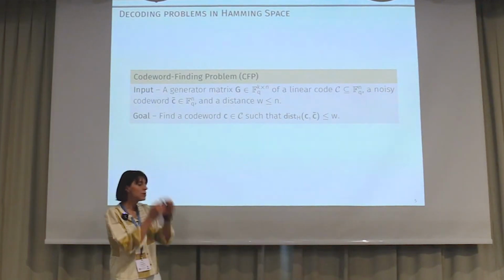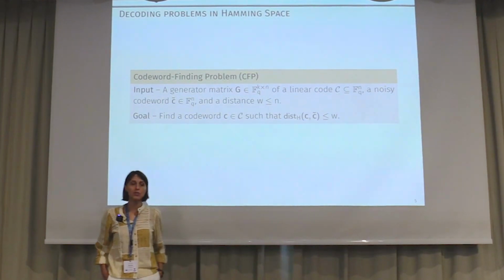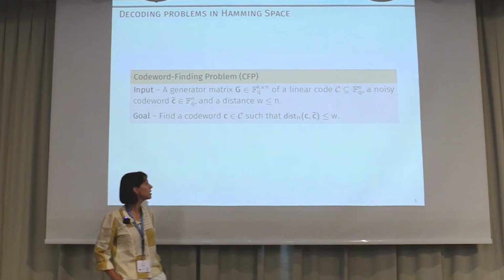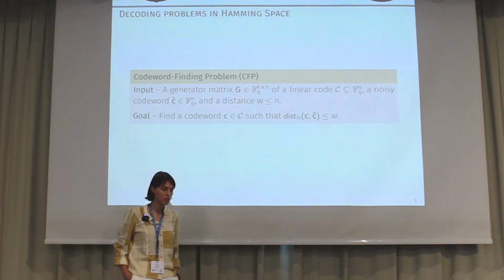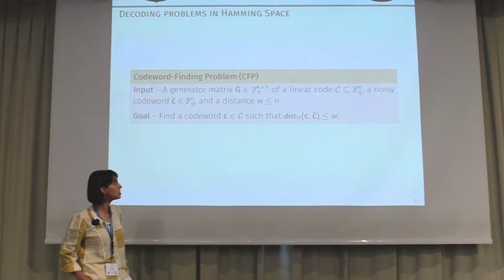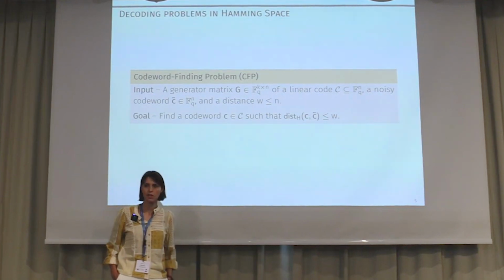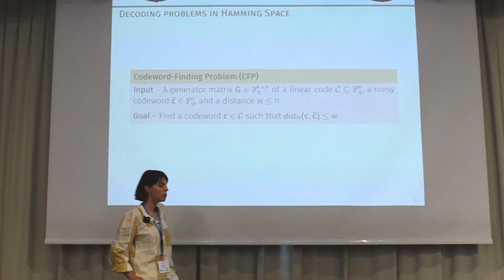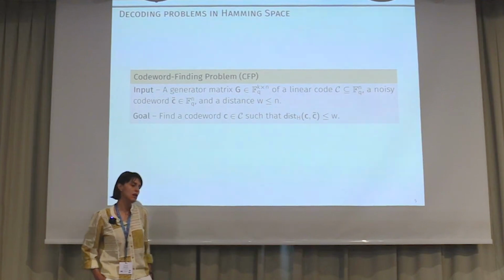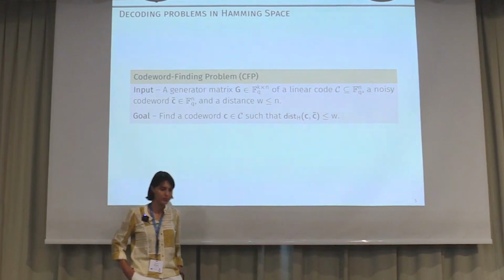Now, the codeword finding problem is a problem that is derived from the most intuitive way of decoding your noisy codewords. We defined it already yesterday, but let's recap. We are given as input a generator matrix G of a linear code C, a noisy codeword C tilde, and a distance W, which is some integer value not greater than n, the length of your code. And we are asked to find the codeword C in our linear code such that the distance between C and C tilde is not greater than W.